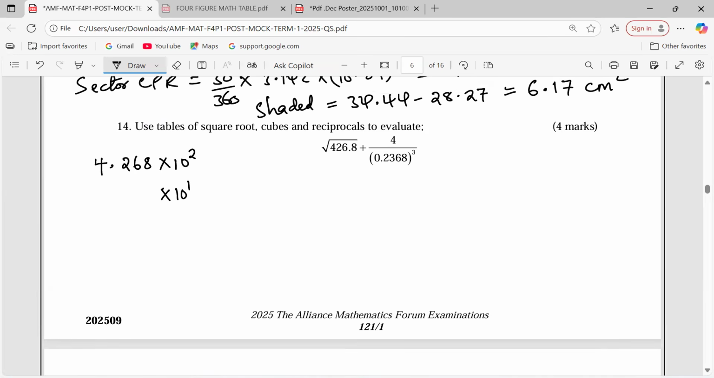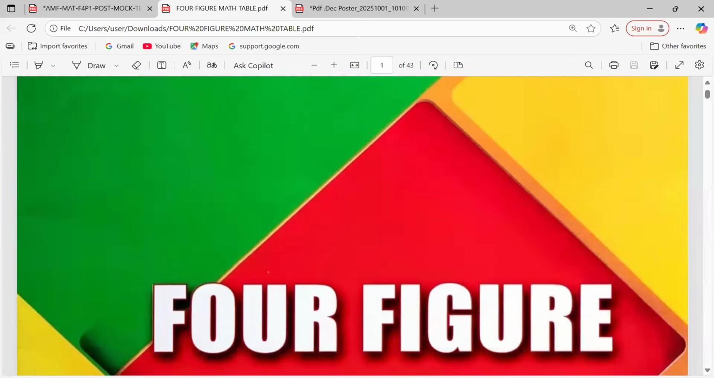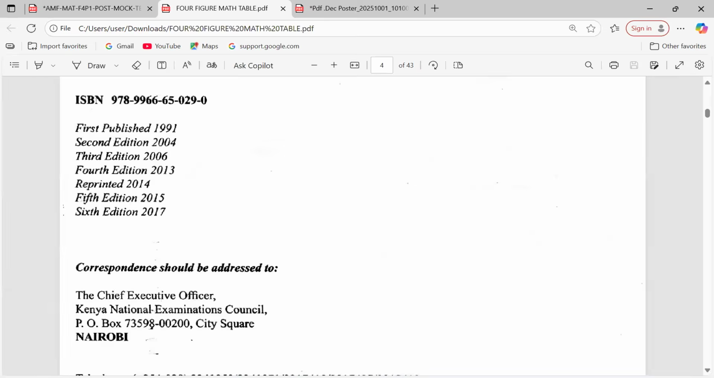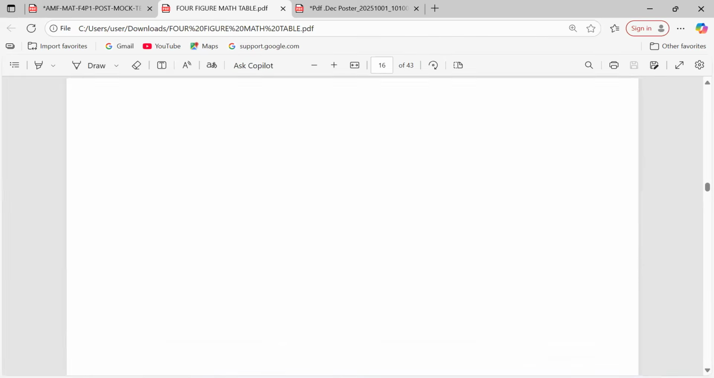So what are we getting there? We are taking the square root of 4.268. Let me take you to the 4-figure tables so that we may read every value as the examiner wants it. So this is the 4-figure table. We need square roots, so we go to the tables of square roots.